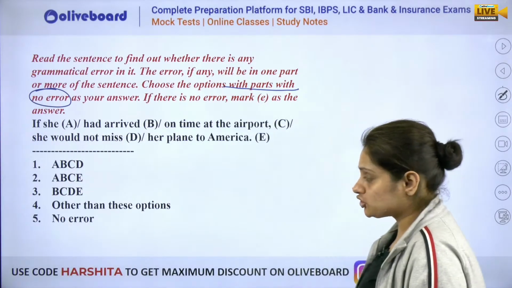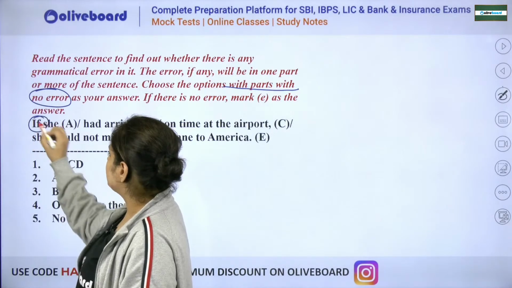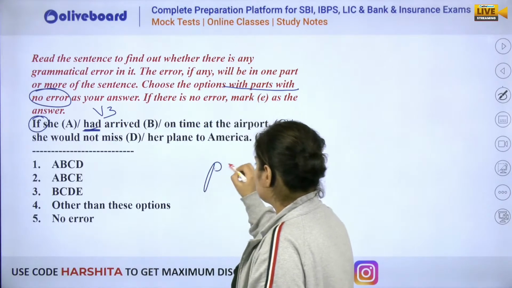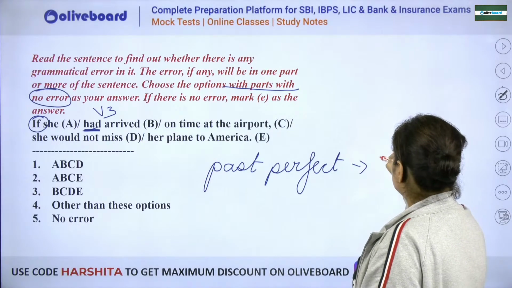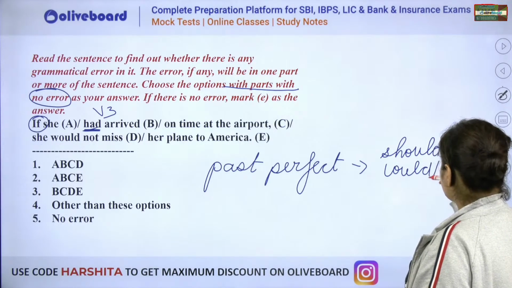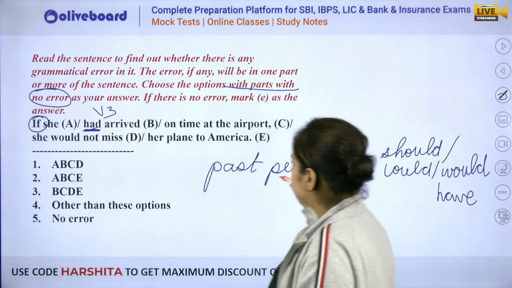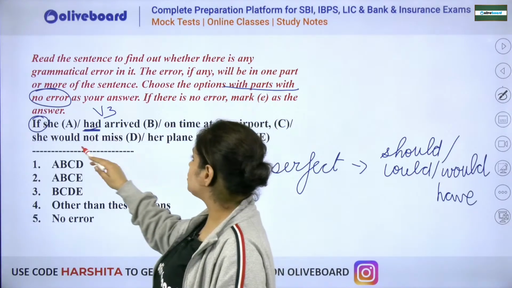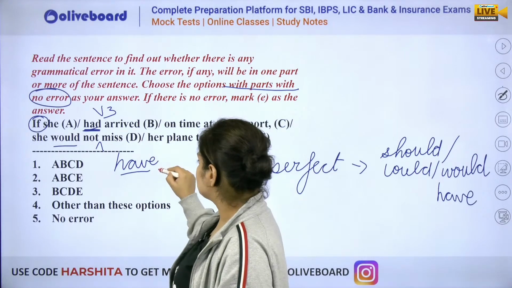Okay. Now everybody who has learnt grammar should know conditional sentences. If it is starting with if and the first part has past perfect tense, what do we use in the conditional with past perfect? Should have, or could have, or would have. Okay, conditional rule: should have, could have, would have. So what will come here? Okay, we would not have missed her plane. Okay, she would not have missed. Not have, would not have missed.